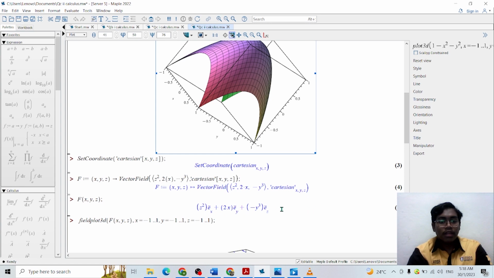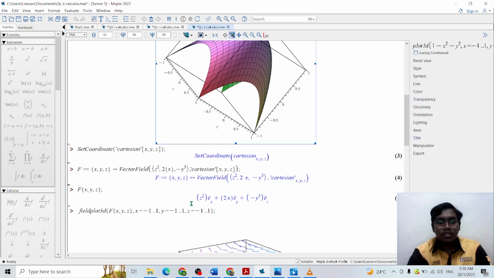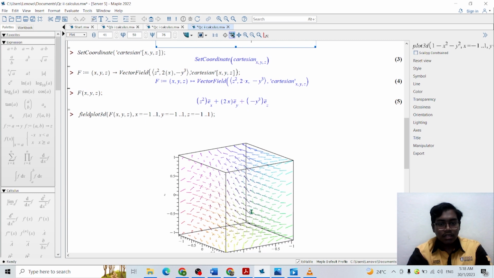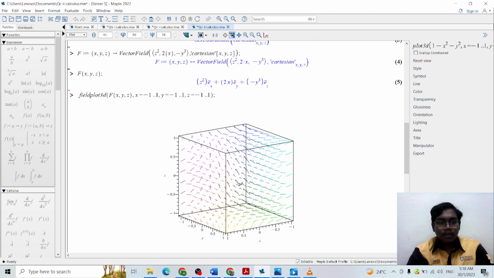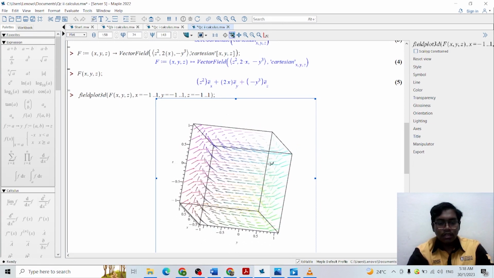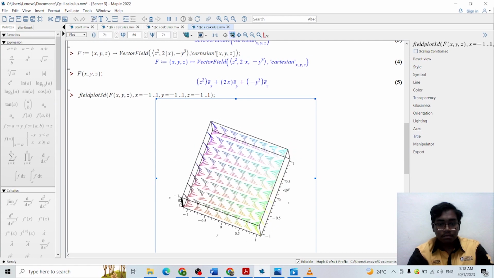Next, we define F(x, y, z) using the function from Maple software. Then we call back F(x, y, z), and the answer that we get from the software is z squared e_x plus 2x e_y plus negative y cubed e_z, where e_x is the unit vector for the x axis, e_y is the unit vector for the y axis, and e_z is the unit vector for the z axis. Then we do the fieldplot3d for F. So this is the graph that we get, and here you can see the scale for the field plot.